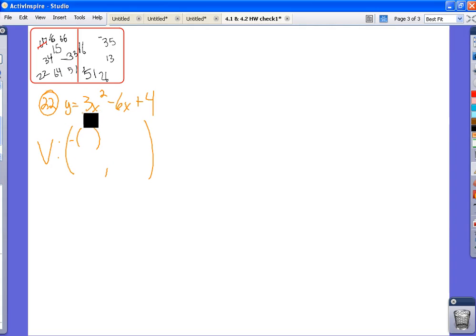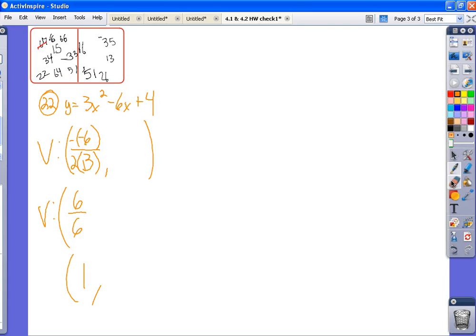Negative 6. Because it's ax squared plus bx plus c. When we say a, b, and c, it would be a, b, and c. So negative negative 6, because negative 6 is b, over 2 times what's a? 3. We have 6 over 6, so that'd be 1.